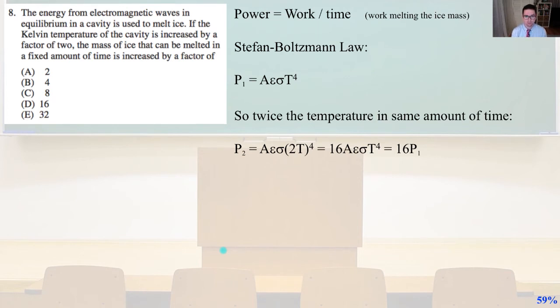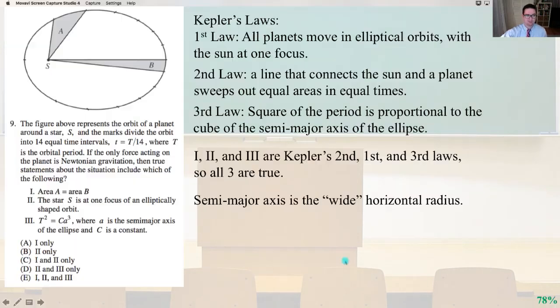The Stefan-Boltzmann law is the power equals A e sigma T to the 4th. The important thing is the T to the 4th. The power is dependent on temperature raised to the 4th power. So twice the temperature in the same amount of time is going to be proportional to (2T) to the 4th. Remembering that T1 is the initial temperature, if we take 2 times that, 2 raised to the 4th power is going to be equal to 16 times the initial power.